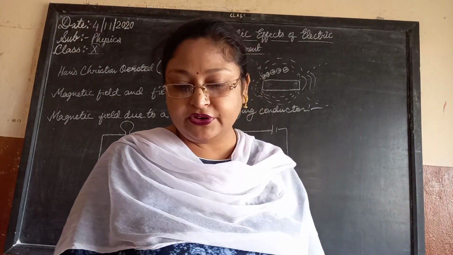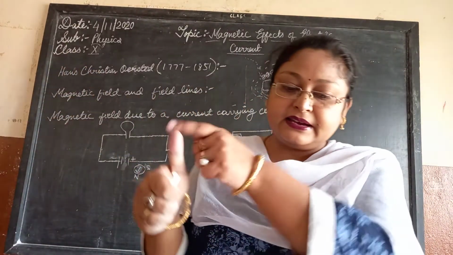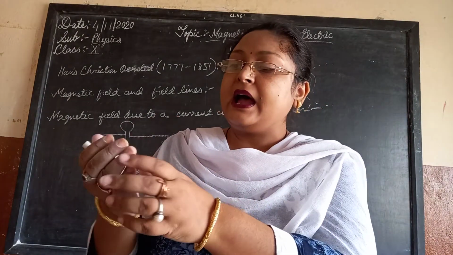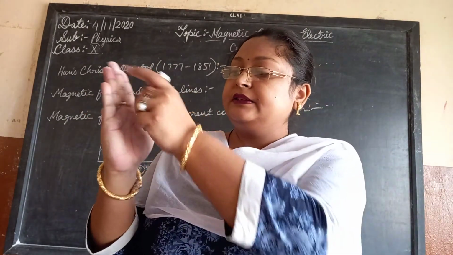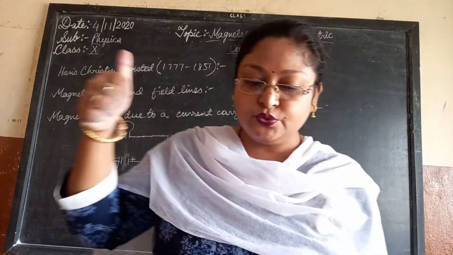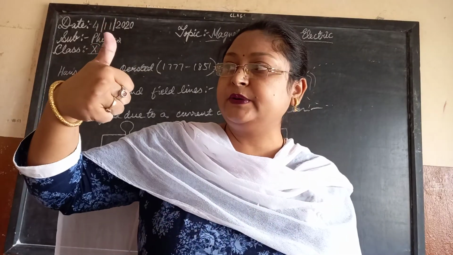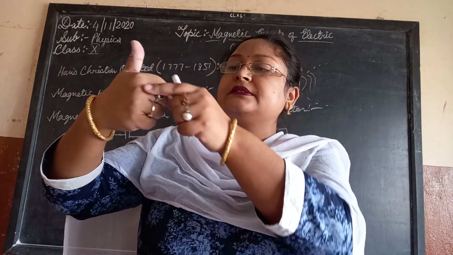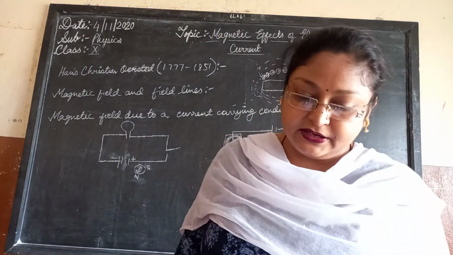The thumb rule I have already explained to you. If it is this current, these will be the field lines, and if it is the other current, then this will be the field line itself. So this is the thumb rule. This is the current, and these are the magnetic field lines.